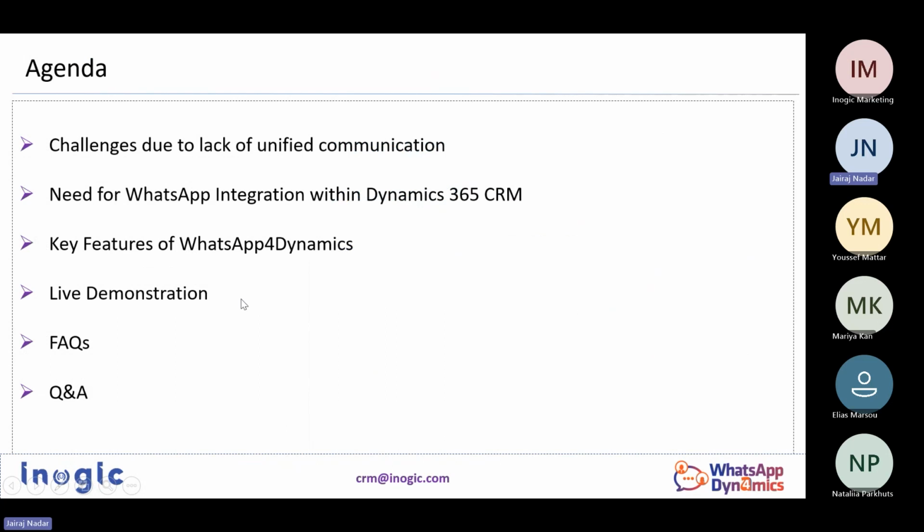So this is the agenda for today's session, where we will be seeing what are the challenges faced by the users due to a lack of unified communication and why it's needed in WhatsApp, and how we can integrate WhatsApp with Dynamics, followed by key features of WhatsApp for Dynamics, live demonstration, FAQs, and finally we'll have a Q&A session.